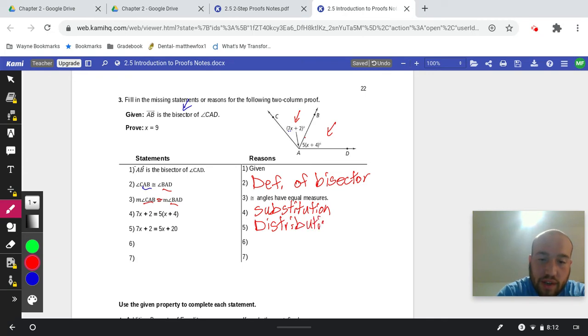Now at this point, we've got to pick it up and finish it out. There's a couple ways you could do it. I'm going to subtract the 5x here. And it looks like I'm short a line. We need one more line. So 2x plus 2 equals 20. That's subtraction. This next one, we'll subtract the 2 also. We'll get 2x equals 18. So that's subtraction again.